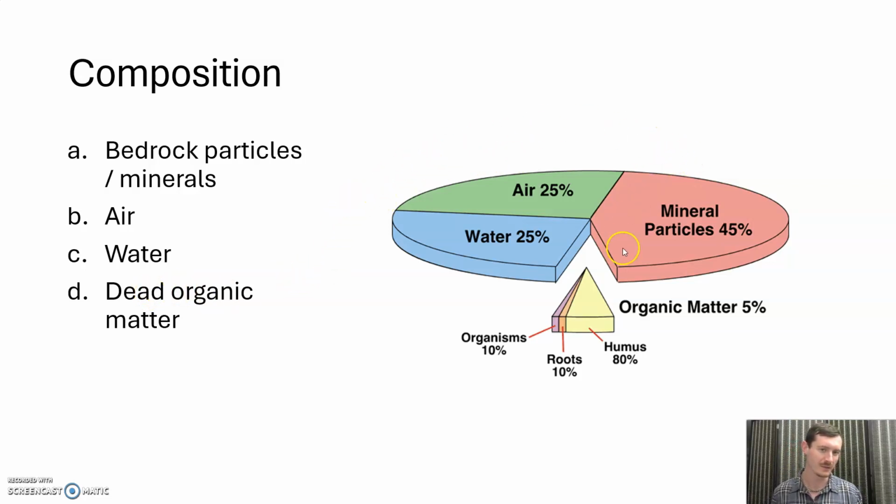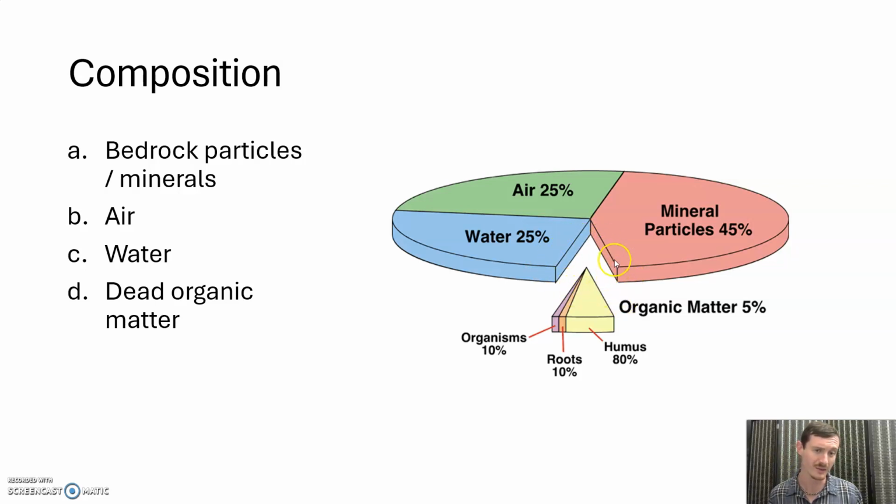So about 50% of it, a little under, 45% is going to be mineral particles. You can imagine these as being little tiny rocks, right? 25% air, including all of the gases in air, which we might remember is what? Nitrogen, right? Oxygen, carbon dioxide. 25% water, and then 5% of it is going to be organic matter, though it's a very important 5%.